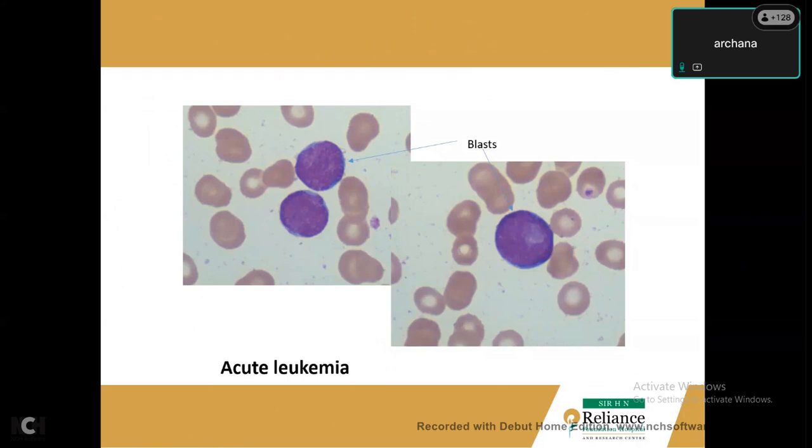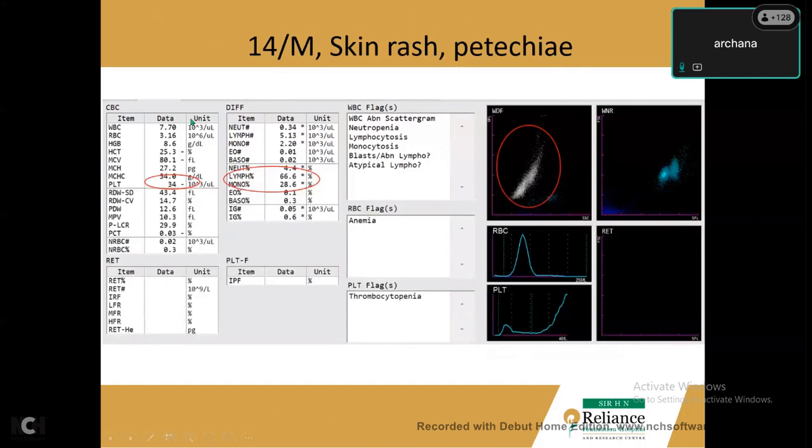blasts in the circulating blood. This is again an important fact to bear in mind, because every leukemia will not come with leukocytosis. The patient had only a 7,700 count. So don't go just by this factor. Look at the scatter plots, look at the flags, and then decide whether you need to make a smear or not.